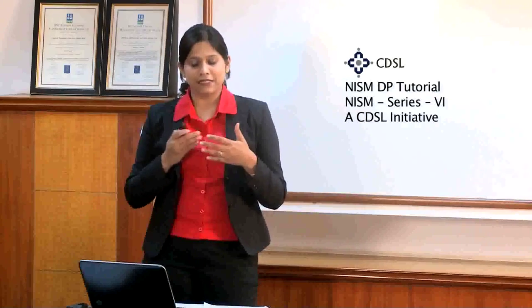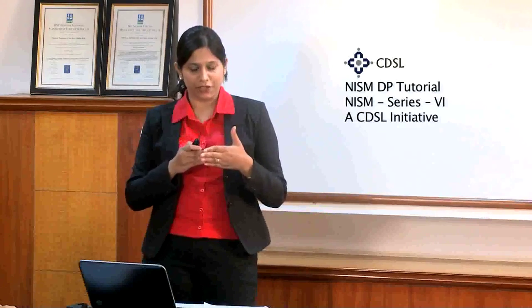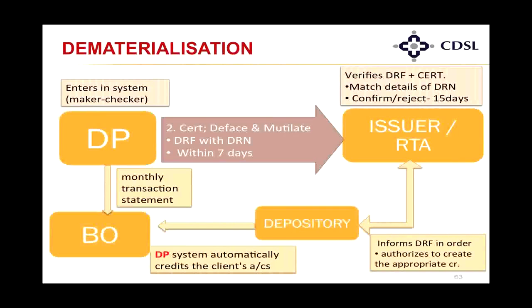So, issuer or RTA has 15 days to either confirm or reject the request. Once the request has been confirmed, issuer and RTA will check with the DP. They will also receive a physical certificate. Once the issuer or RTA receives the physical as well as electronic entry, the issuer or RTA will destroy the physical certificate and credit the equivalent amount of securities in the demat account. Now, the BO can know this via the monthly transaction statement.